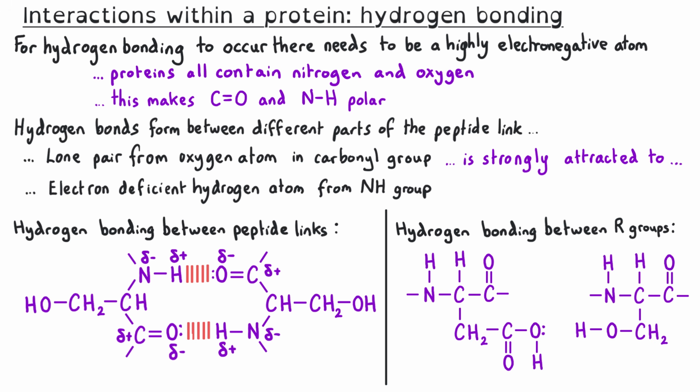For instance, in this second diagram, I'm showing aspartic acid, which has a carboxylic acid side chain, and serine, which has an alcohol as part of its side chain. And so hydrogen bonds can form like this from the lone pair on this oxygen here to the electron-deficient hydrogen atom of the alcohol. And in fact, it could also form between the oxygen of the alcohol and the electron-deficient hydrogen atom of the carboxylic acid. In exam questions, they do tend to ask more about hydrogen bonding between peptide links rather than between side chains.